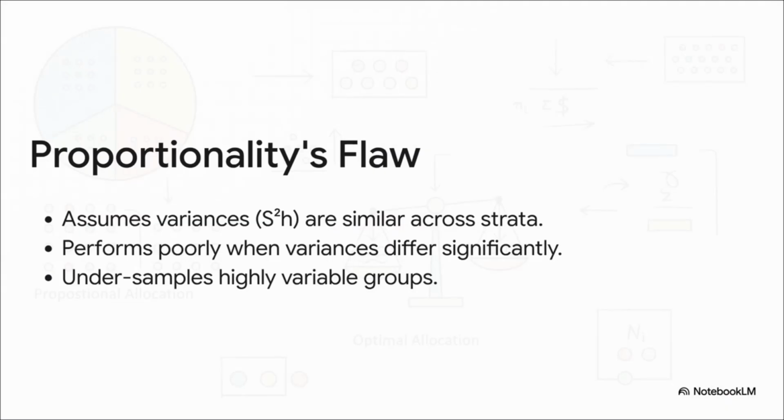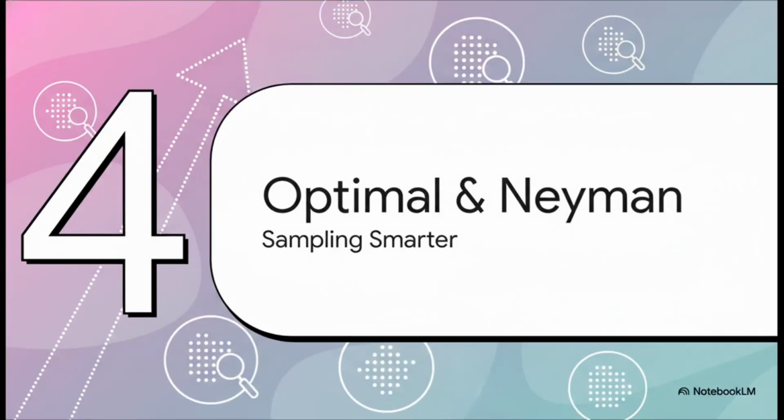So here's the bottom line. Proportional allocation's greatest strength, its fairness, is also its biggest weakness. It treats every group the same, completely ignoring how much variation is happening inside them. This means we end up wasting our sample on the stable, predictable groups while completely undersampling the volatile, messy groups where we really need more data. So how do we fix this? We need a smarter way to do this, a way to allocate our sample that actually takes these differences in variability into account. And that, my friends, is where optimal allocation comes in.